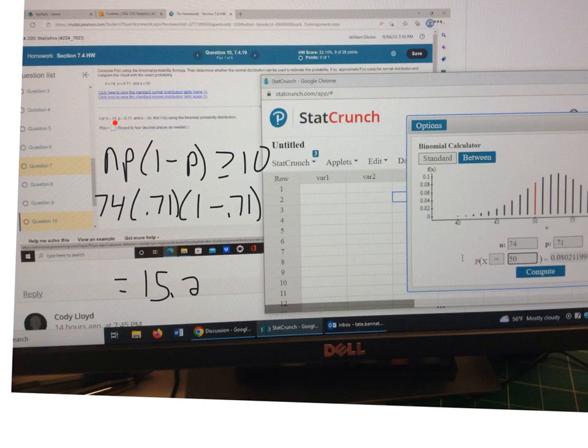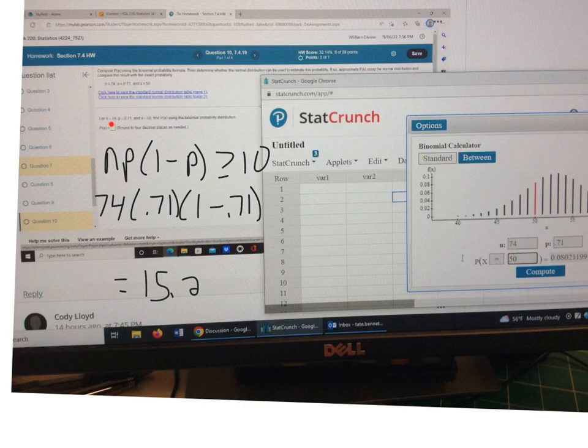So n is 74, p is 0.71, and x is 50. So we want to do a binomial probability distribution. They say use the formula, but I used a binomial calculator. Come here and click on Stat, Calculators, and choose the binomial calculator.